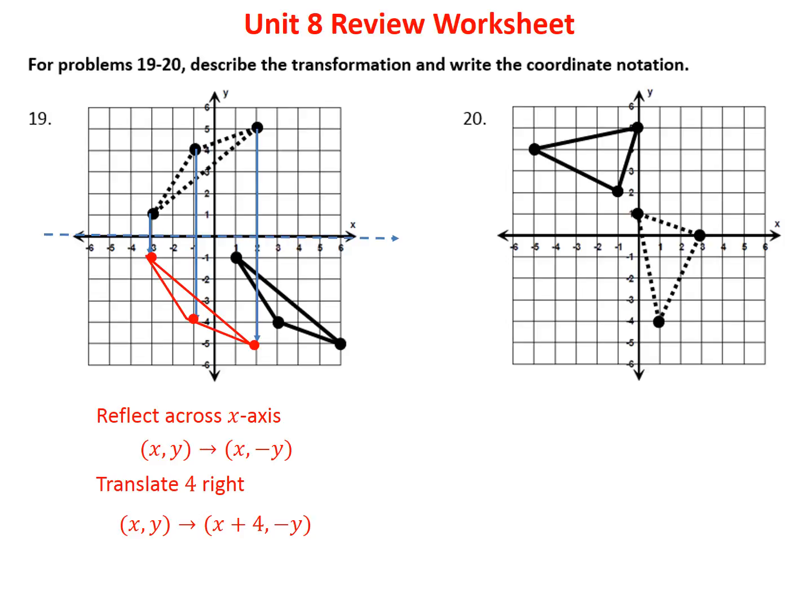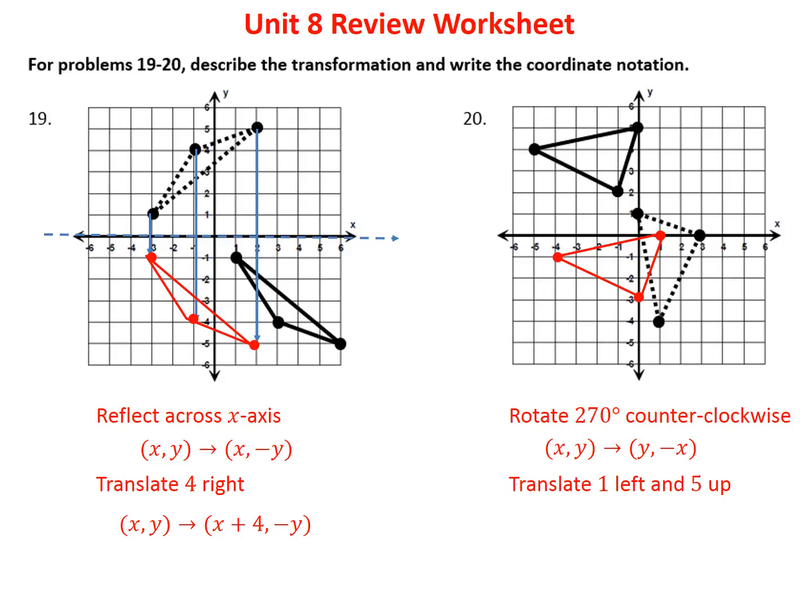On the second one, I look at it and notice, now how can I take the dotted one and orient it? And I realize that if I rotate it 90 degrees clockwise, which would be 270 counterclockwise, I can get it in that shape. So let's do the rotation, and that is xy goes to y, minus x.